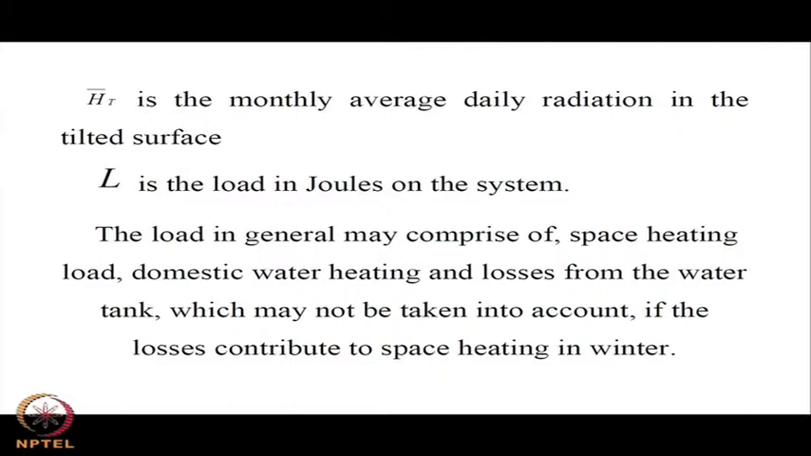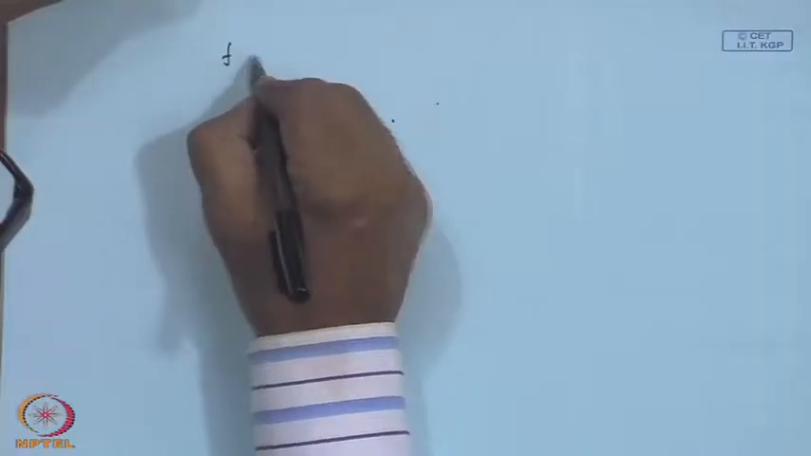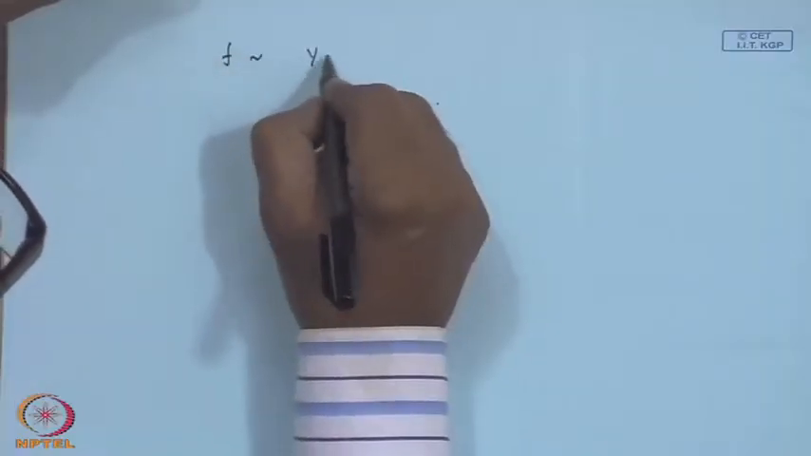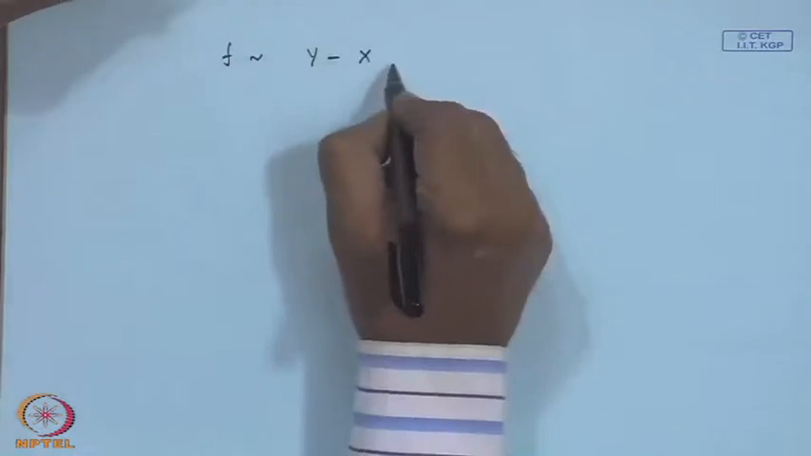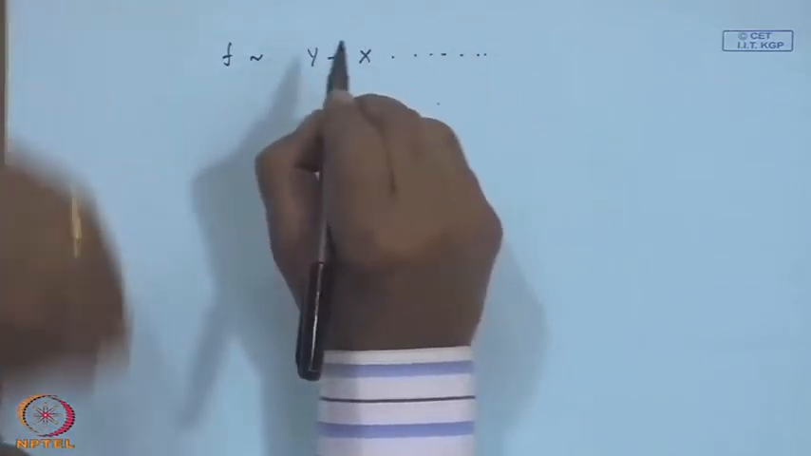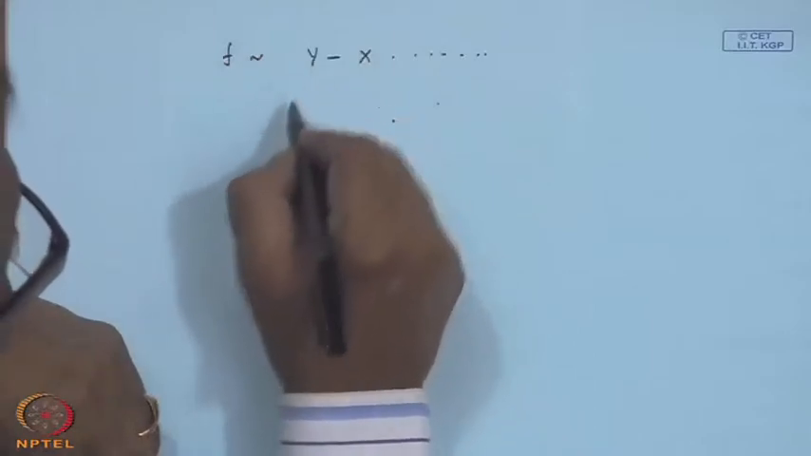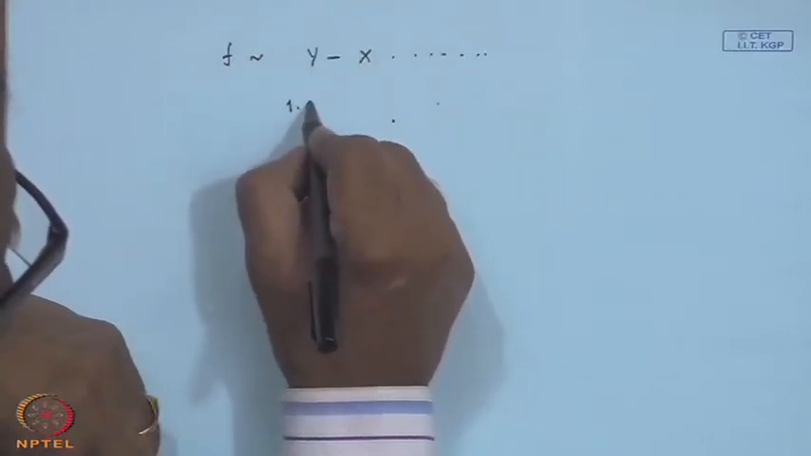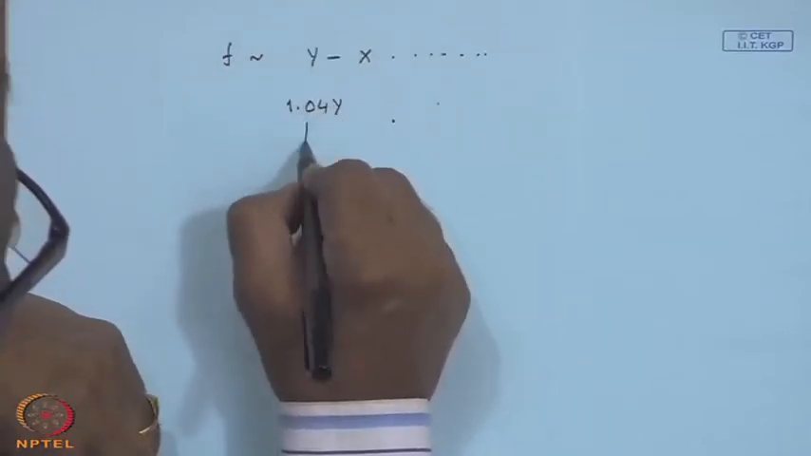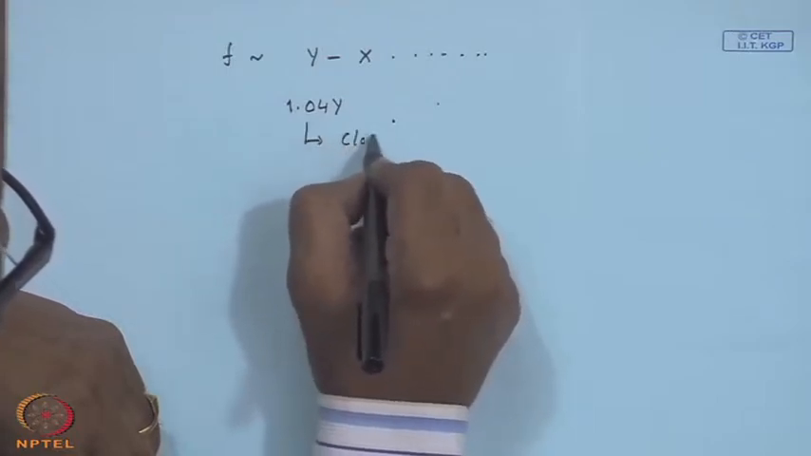Now, the comment I was trying to make was, initially I just said that F should be, because non-dimensional, y minus x. Of course, there are non-linearities, x squared and y squared, because of the losses, etcetera. So, the constant associated with y is 1.04, pretty close to 1.